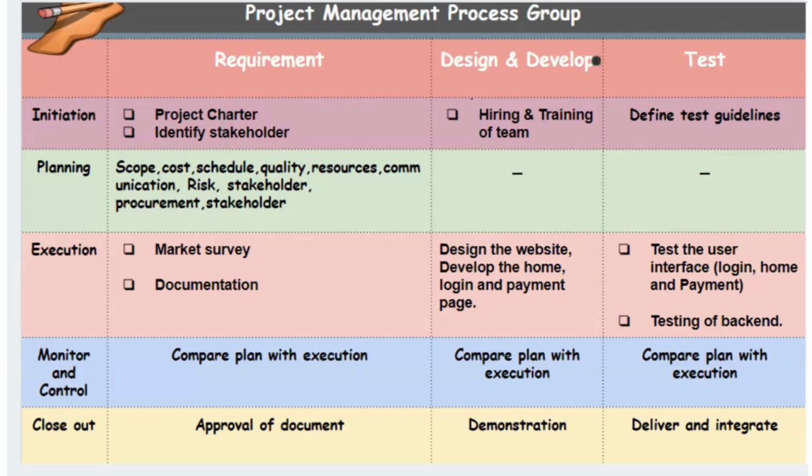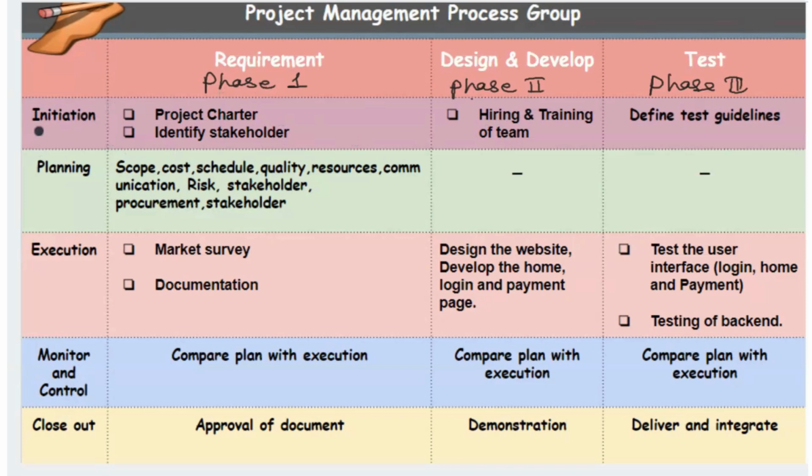Here on the screen, you can see I have classified the project activities into different process groups. So our project, which we discussed, was the website development project. And the phases are requirement phase, this is the first phase. Phase 2 is design and development. And phase 3 is the test phase.